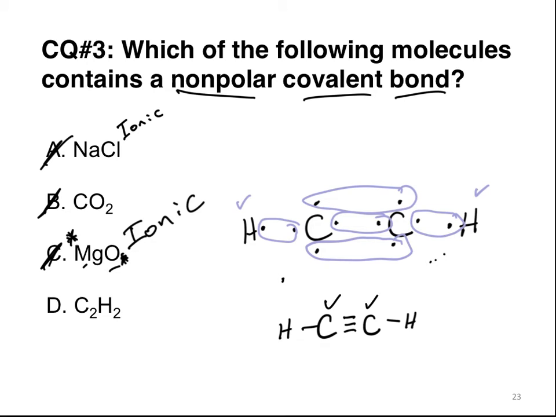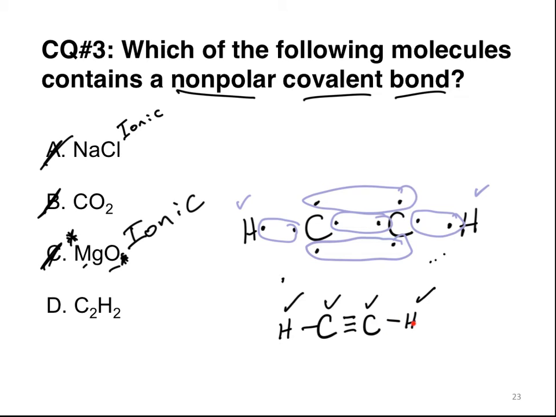Same thing here. 8. This atom has 2. This atom has 2. Everybody has a full octet. Everybody's neutral. Everybody's sharing. Everybody's happy. These two are exactly the same atoms, so they're definitely a nonpolar covalent bond. This is where you get a nonpolar covalent bond.